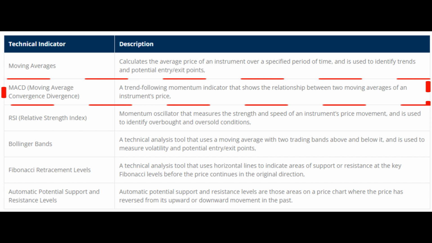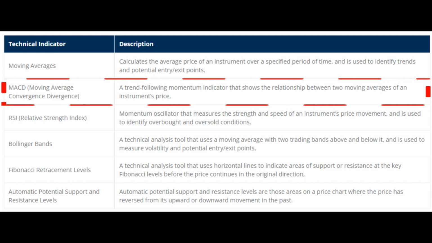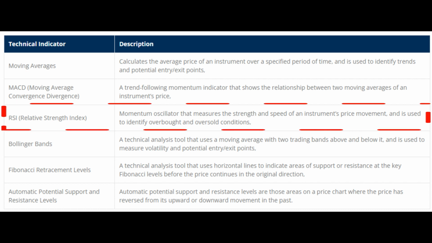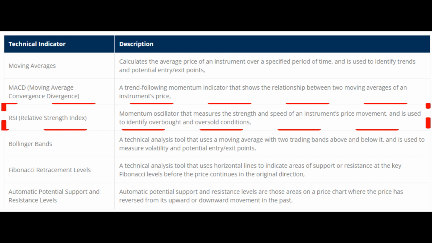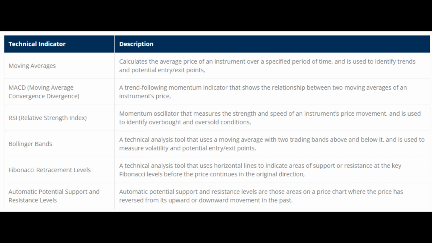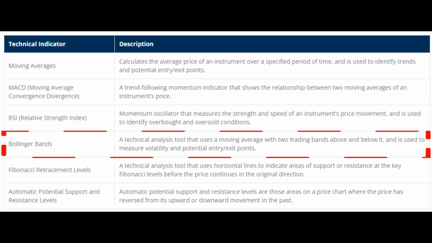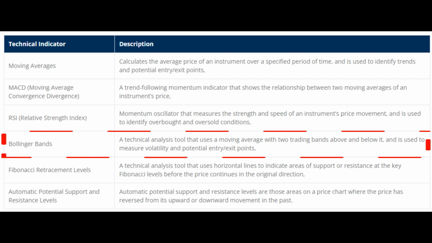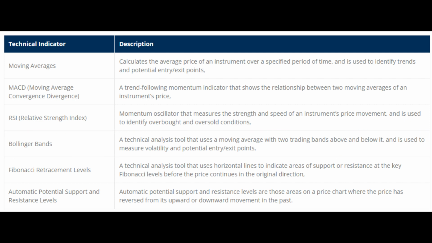The MACD, one of my favorite ones, by using a modified version. Trend following momentum indicator. All it does is show the relationship between two moving averages. RSI, momentum oscillator, measures the strength and speed of an instrument's price movement. Some traders use it for oversold and overbought conditions. Bollinger Bands, a technical analysis tool again, uses a moving average with two trading bands above it and below it. Use it to measure volatility and also potential entry and exit points somewhere within those three lines.